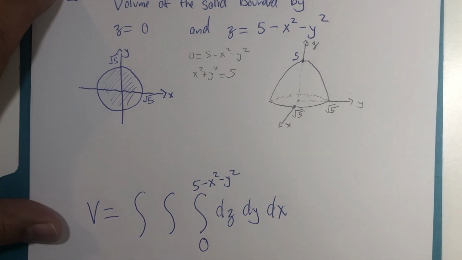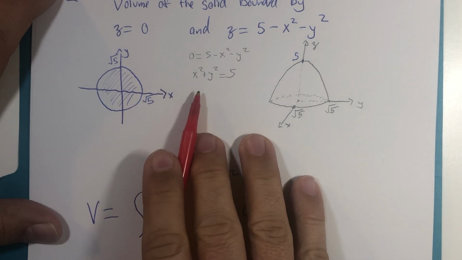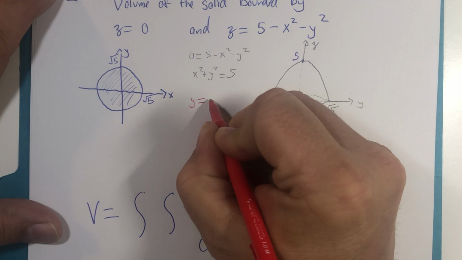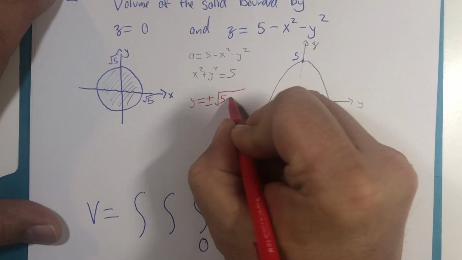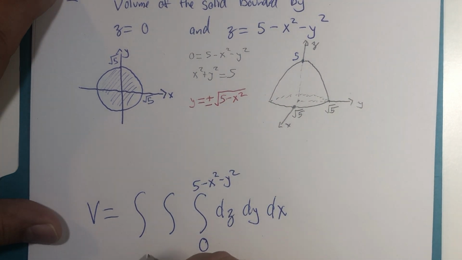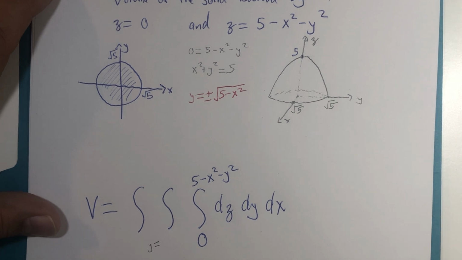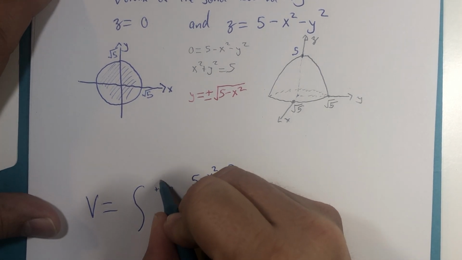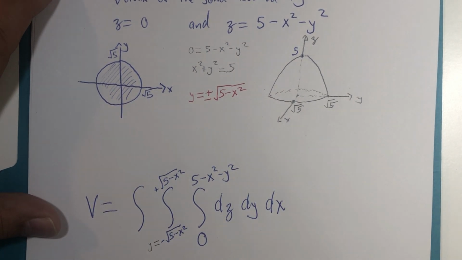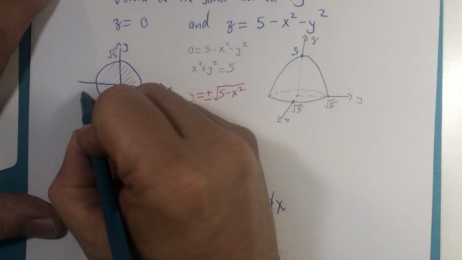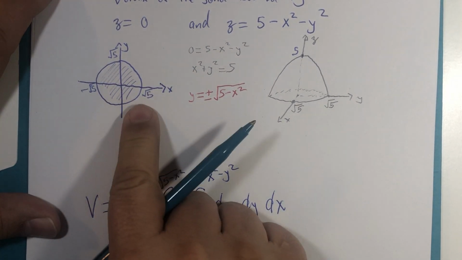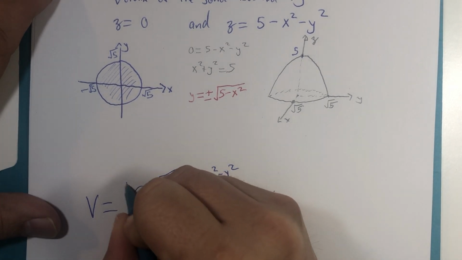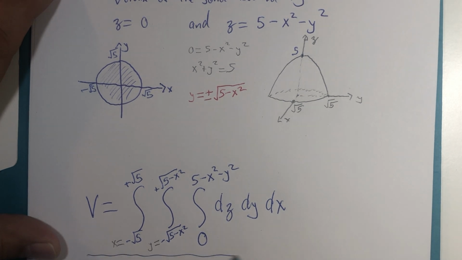Now what about our circle? Well, if x squared plus y squared is 5, then we know that y is equal to the positive and negative square root of 5 minus x squared. Those will become our boundaries for the y part of this triple integral: negative root 5 minus x squared and positive root 5 minus x squared. And then the x boundaries are constants. The last integration is always a constant. Root 5 is from negative root 5 to positive root 5. And there you have it. Volume of this three-dimensional solid region.